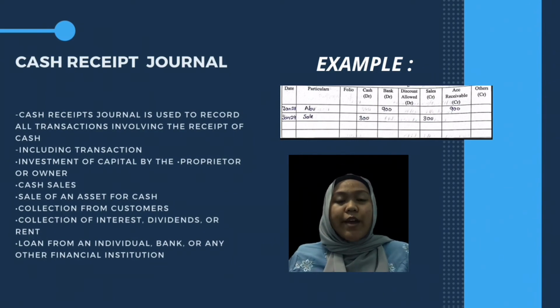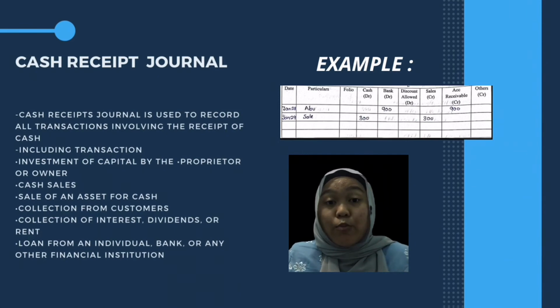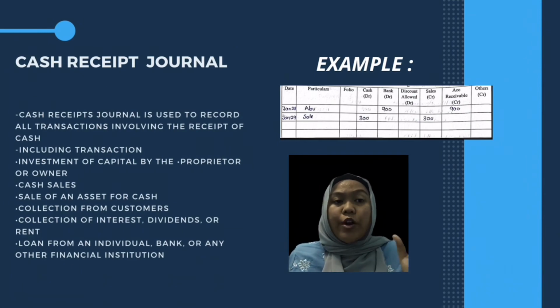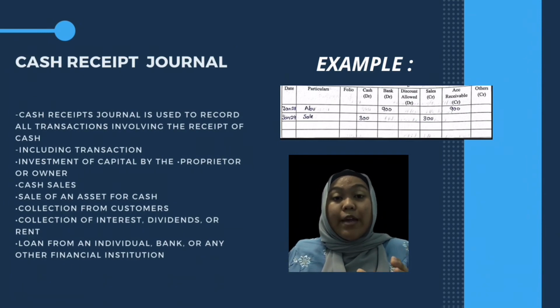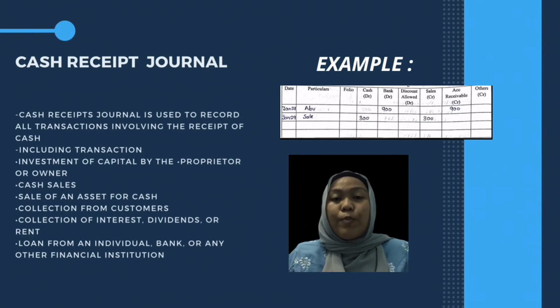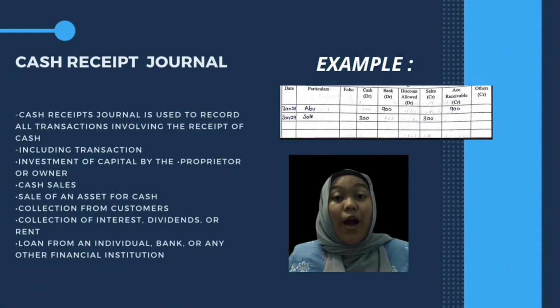Next, I will share an example of a cash receipt journal. On the 28th, received a check of 900 from Abu. So Abu gave a check of 900 and we received it from Abu. So Abu is the particular, 900 we put on bank because the check is from the bank, and we also put it in accounts receivable because we received it from Abu.